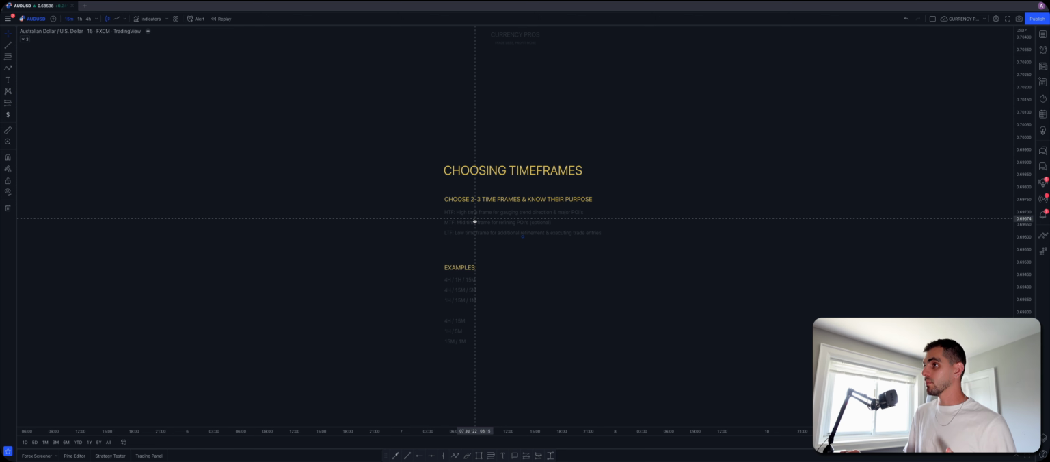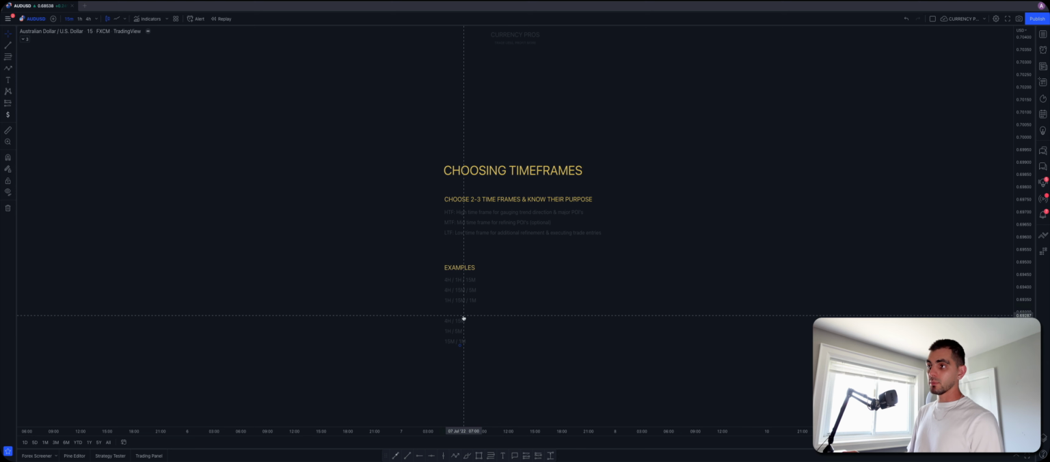The high time frame must be high enough to gauge trend direction and major POIs, okay? It needs to give you the bigger picture of the market. So for me, that would be 4-hour time frame. I like that as my higher time frame. Some people use the 1 hour as their higher time frame. So for example here, the 1 hour is the higher time frame, the 15-minute is the mid time frame, and the 1 minute is the execution time frame, right?